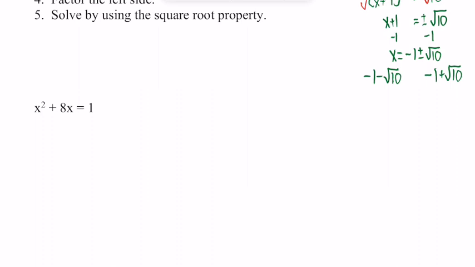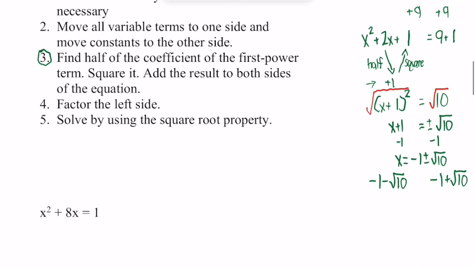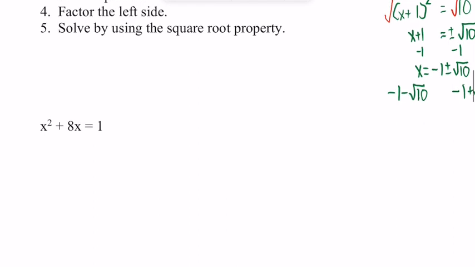Well, we already have a 1x squared, so we don't need to worry about step 1 from our list up above. We already have the variables on one side and the number on the other, so we don't have to do anything for step number 2 from our list above. Let's do that key third step.